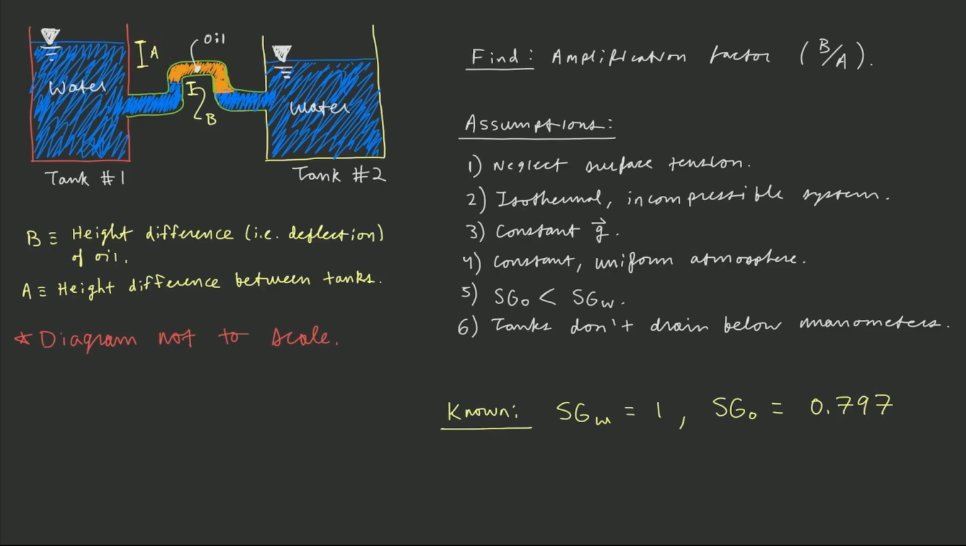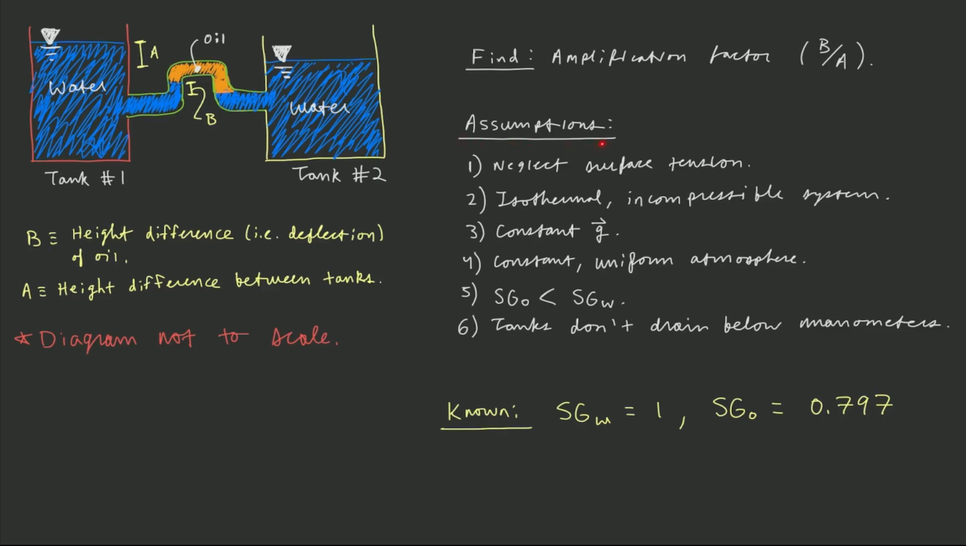A is defined as the difference in liquid level between tank number 1 and tank number 2, and B is defined as the deflection of the manometer. It is worth noting that this diagram is also not to scale. The objective here is to find the amplification factor, or in other words, the ratio of B over A. B over A basically tells us how many inches of deflection of the manometer we get for every inch of liquid level difference between the tanks.